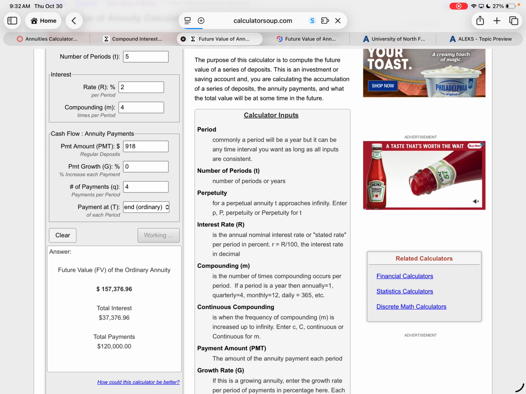So the number of periods is the years. Then compounding, you have to read the question to see what it says. And then how many payments you make, you have to see what it says. It will tell you whether you're making an annual payment or a monthly payment or quarterly payment.